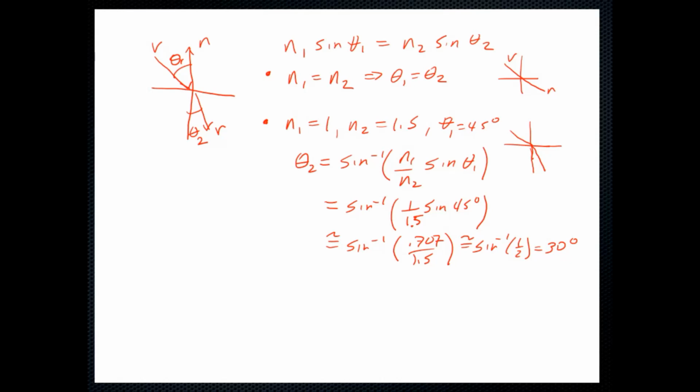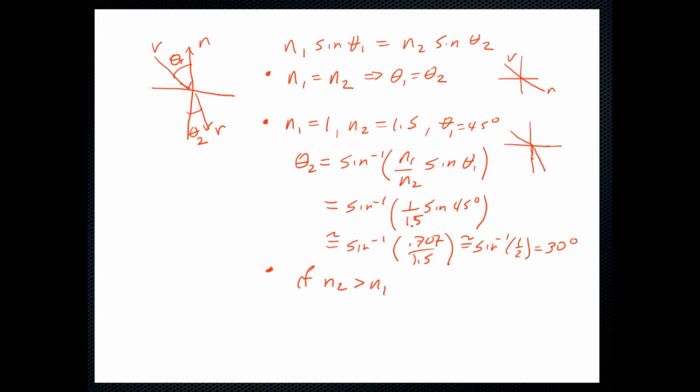If we do another example, where we have the ratio of water, air, or something smaller, we can see that N2 is greater than N1, so we're going into a slower medium.